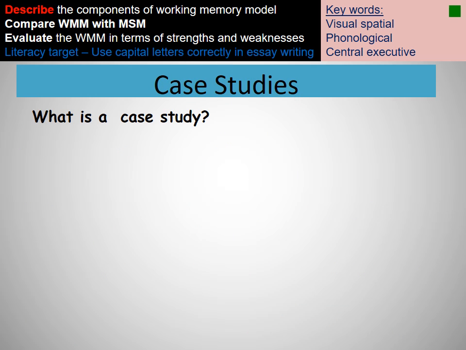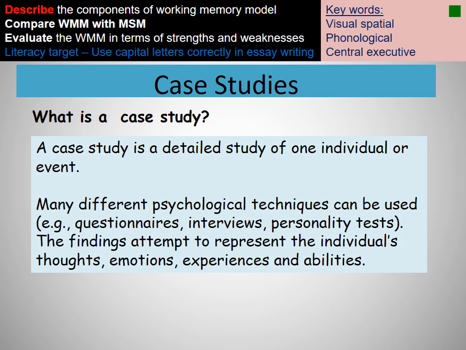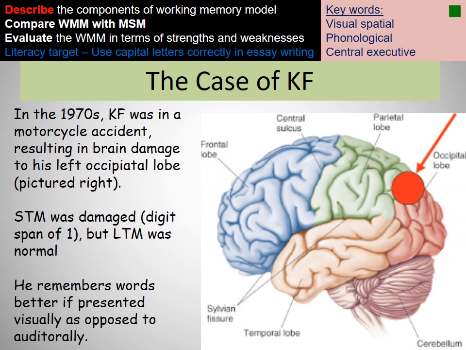Now let's look at some evidence for the working memory model. A lot of the evidence comes from case studies, and it's important for you to remember that a case study is a detailed study of one individual or an event. So if we look at the case of KF now, in the 1970s, KF was in a motorcycle accident which resulted in brain damage in his left occipital lobe, which is pictured and highlighted on the picture here.